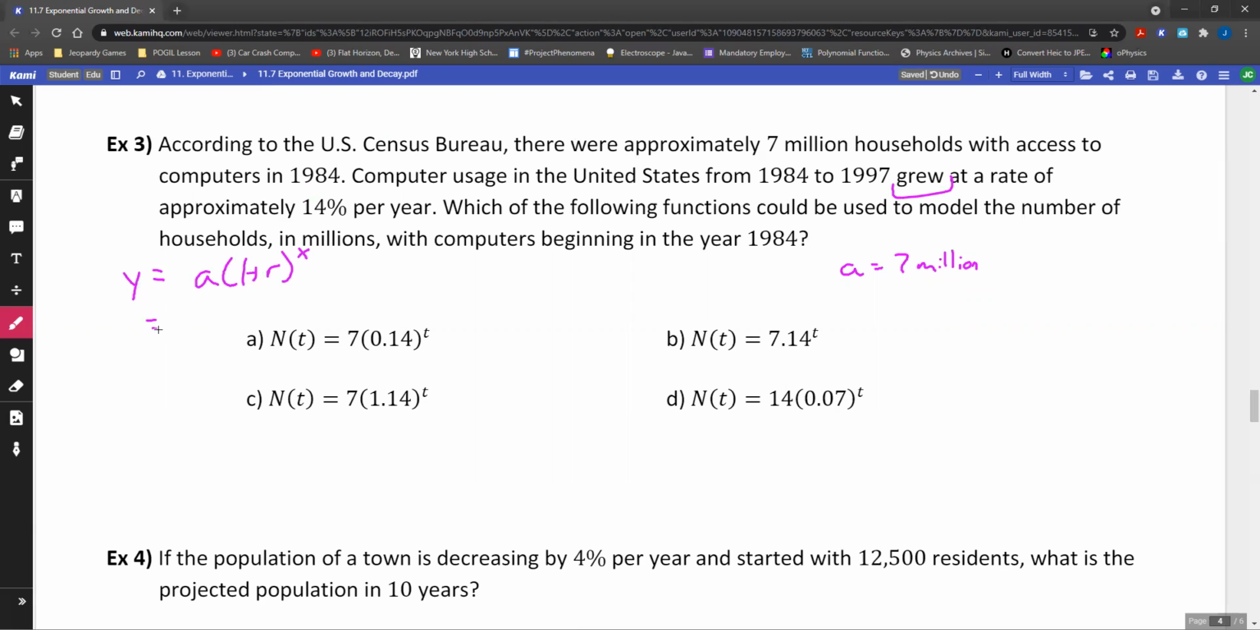They said that the households can be in millions. So instead of writing 7 million, I'm just going to put a 7 in for A. R in this case is going to be 0.14. So this is going to be 7 times 1.14 to the T. So instead of writing X, I could just write T to represent the years. So of these, the only one that matches is this one.